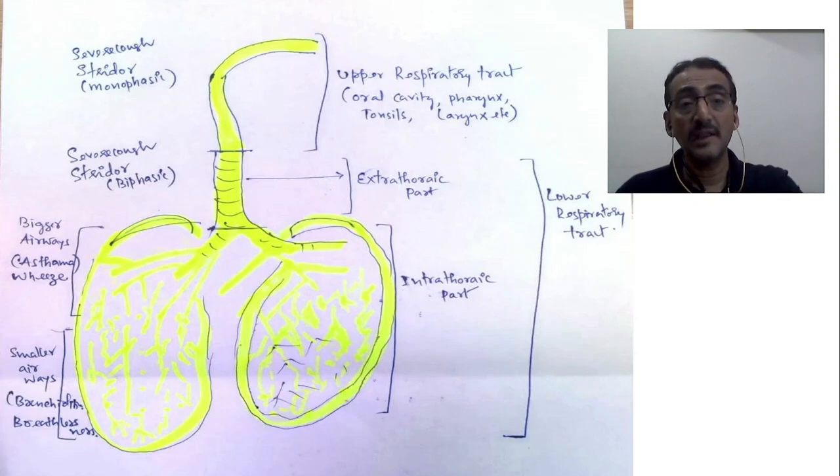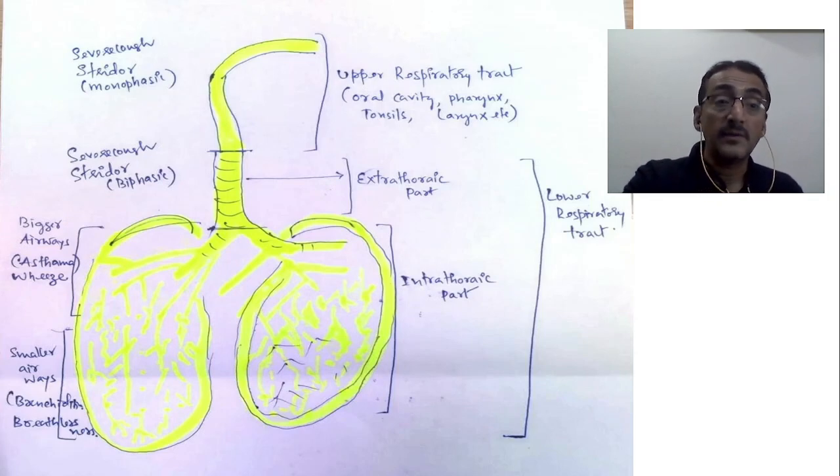Extrathoracic mostly involves some portion of the larynx and also the major portions of the trachea and also some portion of the tracheobronchial junction. And intrathoracic is again divided into two parts. One is intrathoracic bigger airways and intrathoracic smaller airways.